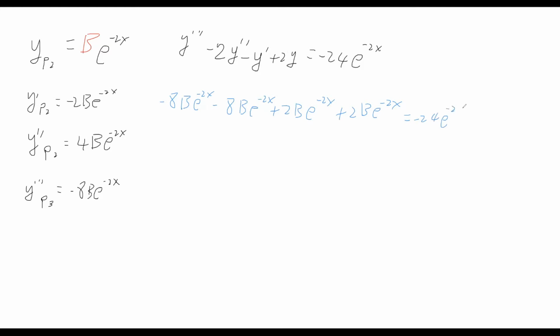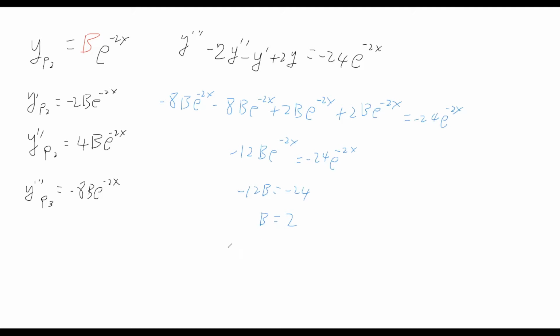and that's equal to negative 24 e to the negative 2x. All right, so notice that on the left hand side, they are all like terms, right? So we can combine them. Negative 8b, negative 16b plus 4b, so that will give me negative 12b e to the negative 2x is equal to negative 24 e to the negative 2x. All right, so by solving for b, we get that negative 12b is negative 24, so b is 2.